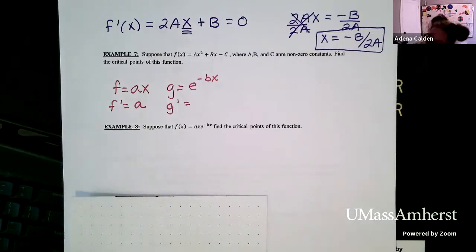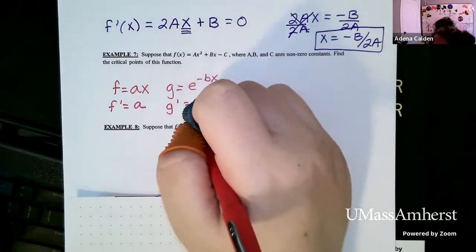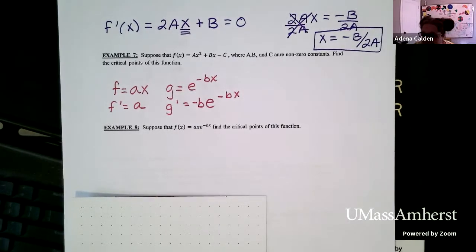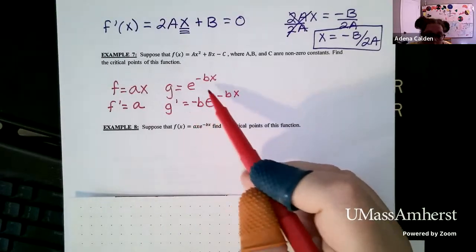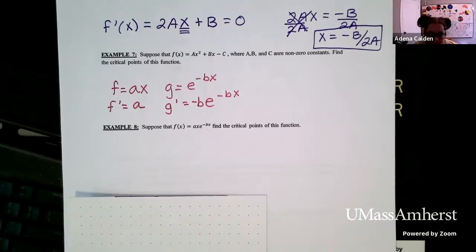For e to the negative bx, whenever we have a constant up in the power, that constant gets multiplied to the derivative of the function here. So with this, negative b comes out from the power. I like to put my constants in front. You could certainly multiply it on the other side. That would be fine as well.